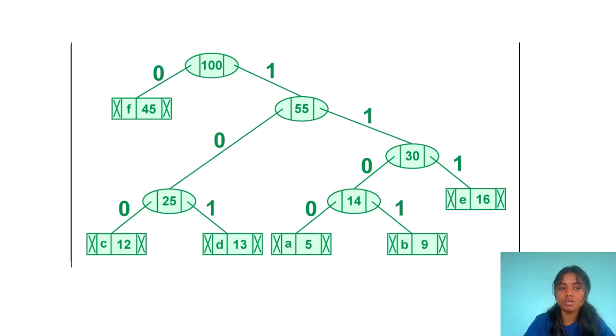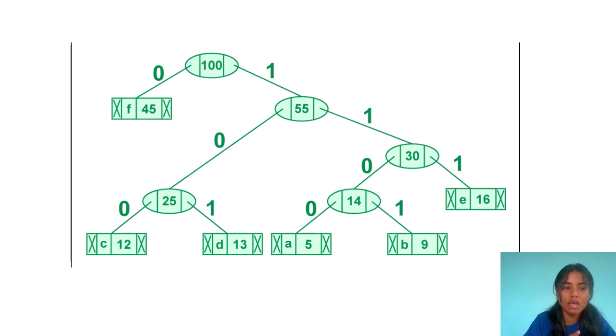Step-by-step construction uses the bottom-up approach. Start with all characters and their frequencies as leaf nodes. Pick the two smallest frequencies and combine them into a parent node. A is 5 and B is 9, so the new node has frequency 14.